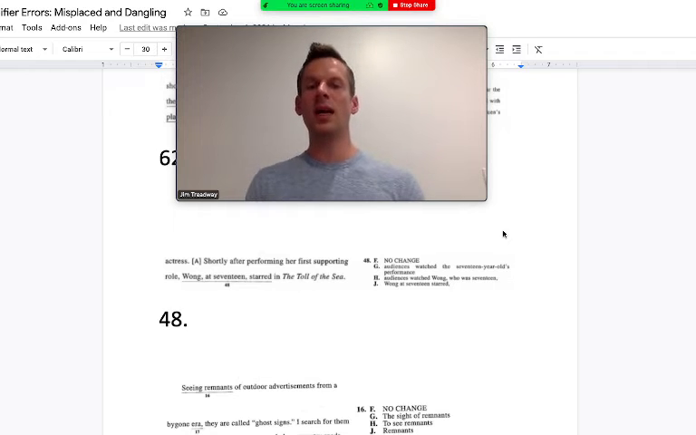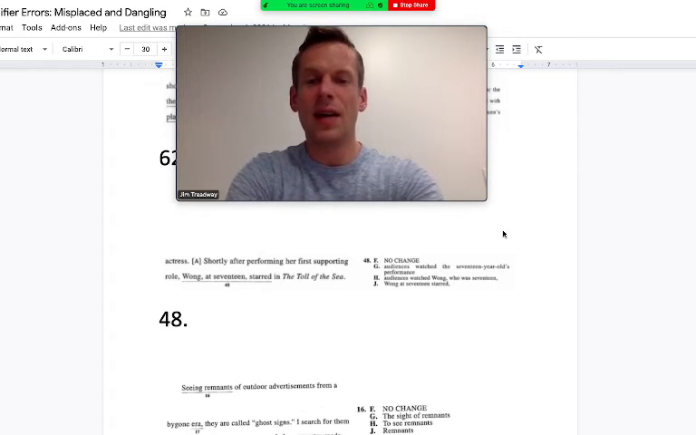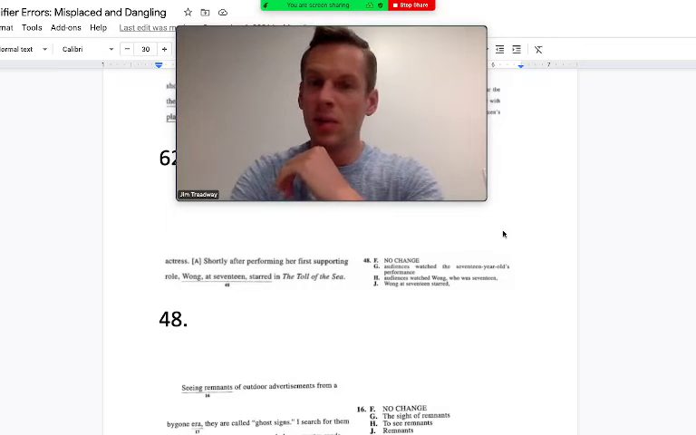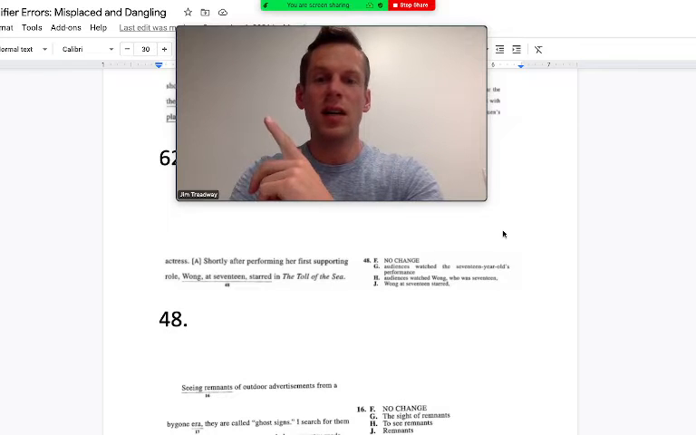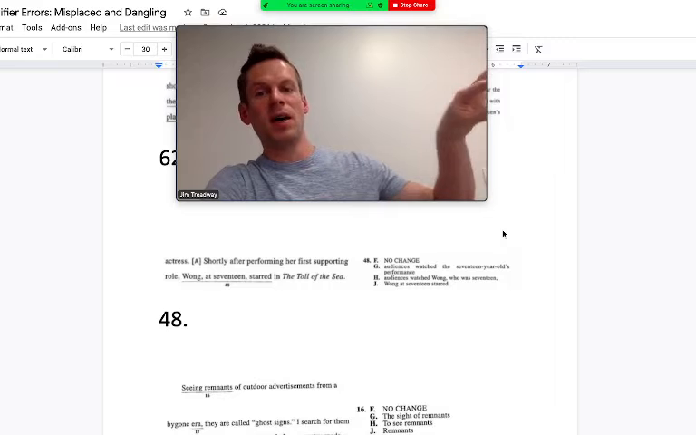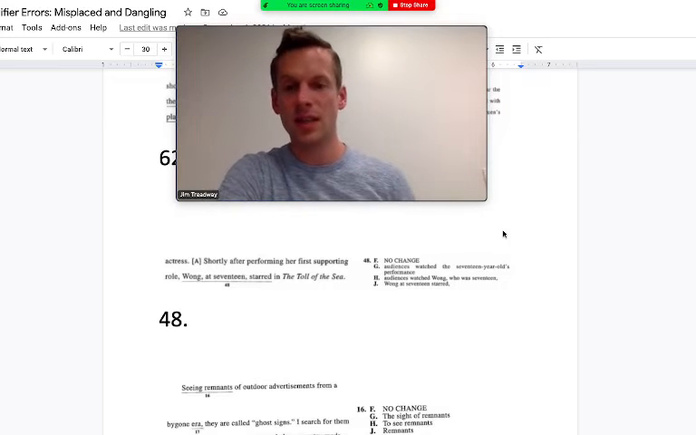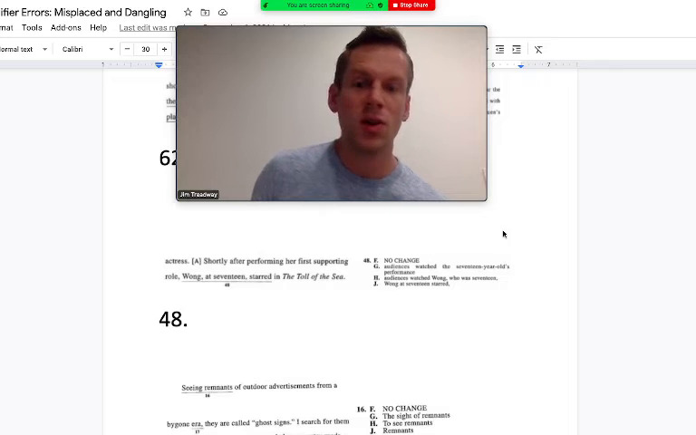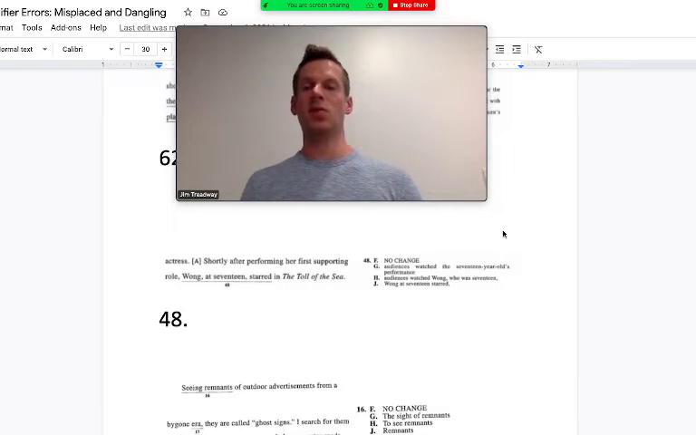So if we look at 48, it says, shortly after performing her first supporting role, comma. So it doesn't start with a preposition, doesn't start with a gerund. But it is a long phrase, so we're just going to throw it in the descriptive phrase box. Descriptive phrase starting the sentence. And we got to put after that comma, who or whatever was just getting described.